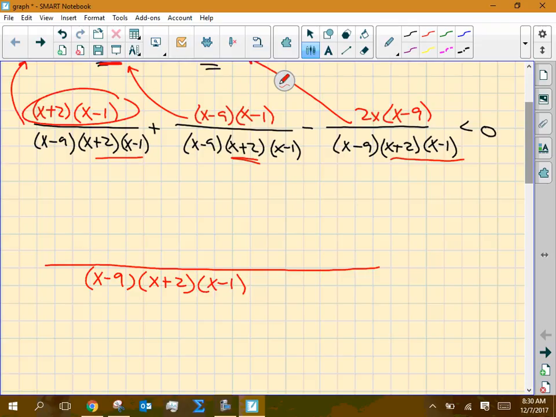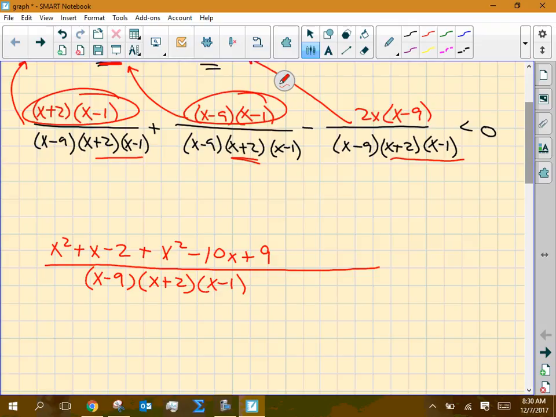This thing here, so you're going to FOIL that out, you get x squared plus 2x minus x, so plus x, minus 2. You're going to FOIL this one out. So it gives you positive x squared minus 9x minus 1x, so minus 10x, and then plus 9.